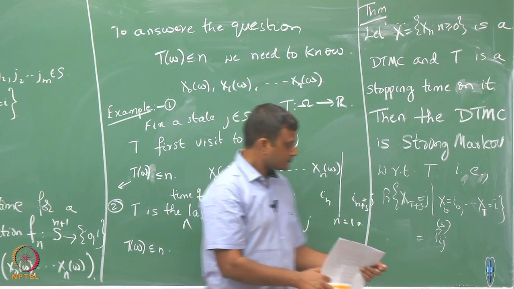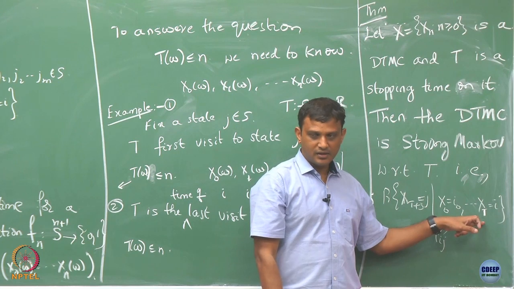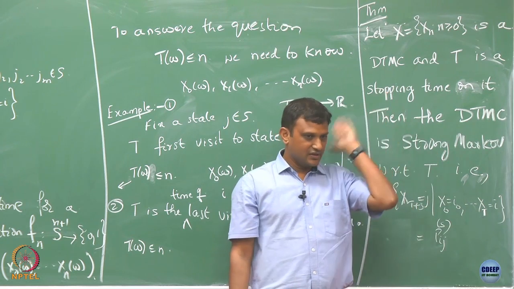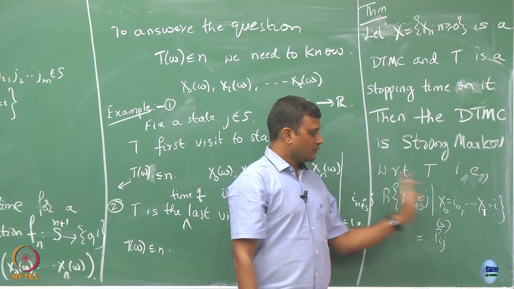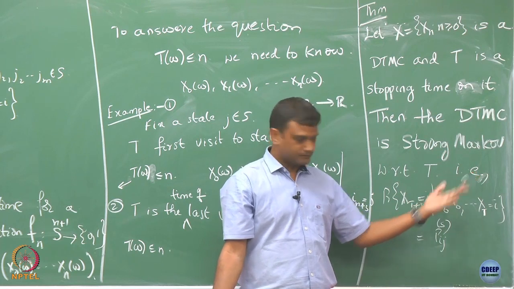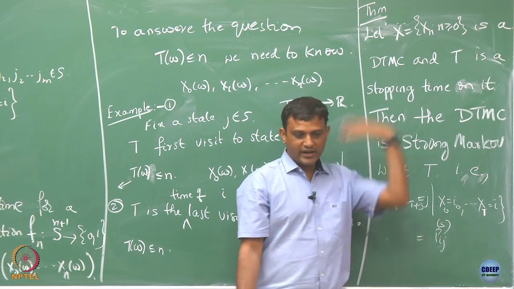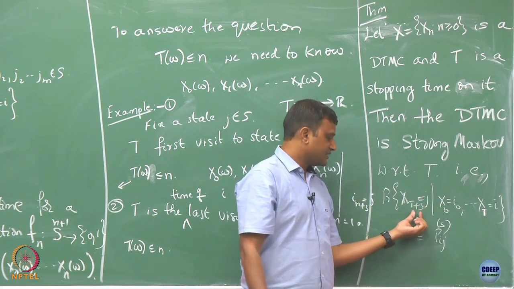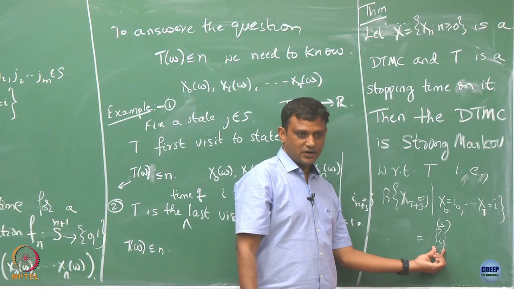That means to define this t to be less than or equal to n, to verify this quantity, t less than or equal to n, all I need to know is the first n observations. If that is the case, whatever this t is, this is a random time, it can take different values. If you are going to condition on that random time t and now look at what happens in the next s states, that transition is simply governed by your s step transition probability matrix, that is what we are saying.